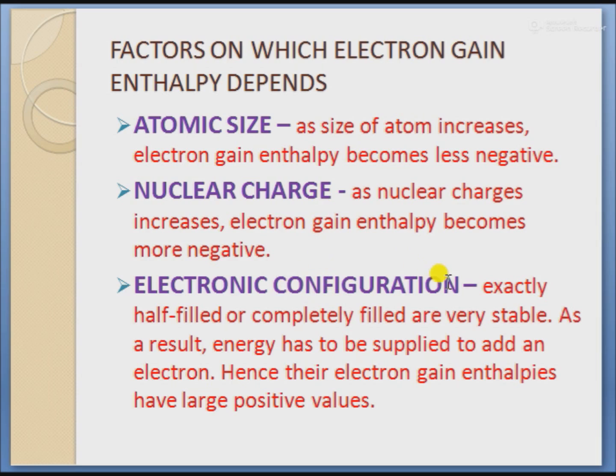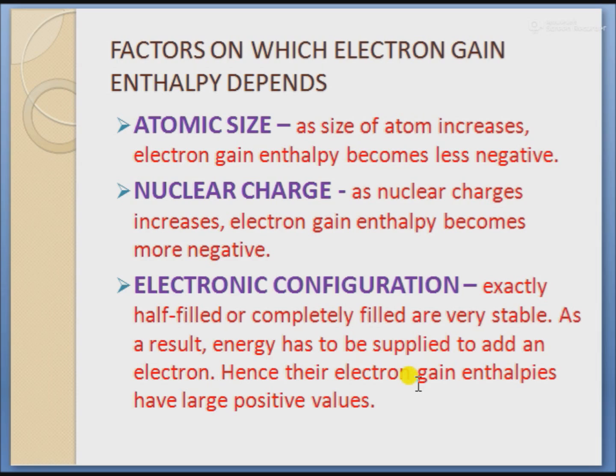Next is the electronic configuration. For exactly half-filled or completely filled orbitals, electron gain enthalpy becomes positive because of the stability of exactly half-filled or completely filled orbitals of the elements. As a result, energy has to be supplied to add an electron to the vacant orbitals. Hence, their electron gain enthalpies have large positive values.